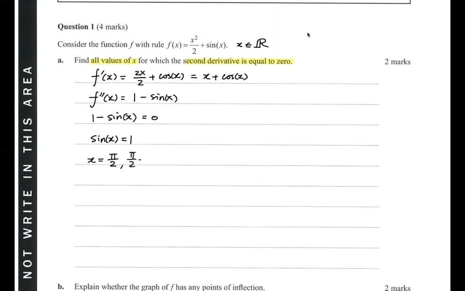Maybe we can do half pi plus 2 pi, because the period of sine is 2 pi. Or we can do half pi plus 4 pi, etc. But we can also do half pi minus 2 pi by the periodicity property of the sine function or cosine function. Therefore, I will generalize the solution as half pi plus 2k pi, where k is all integers, okay? Including 0.